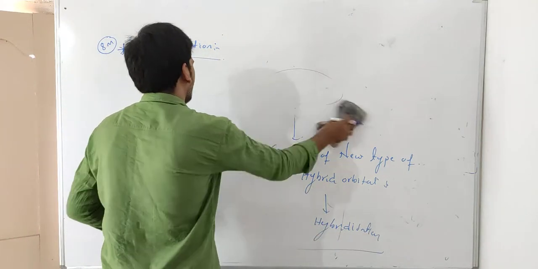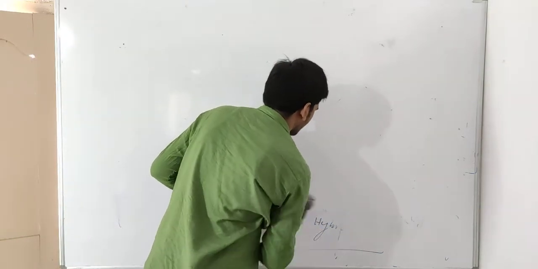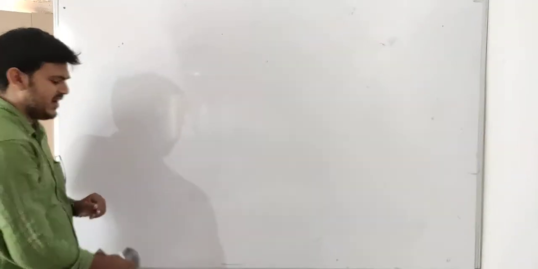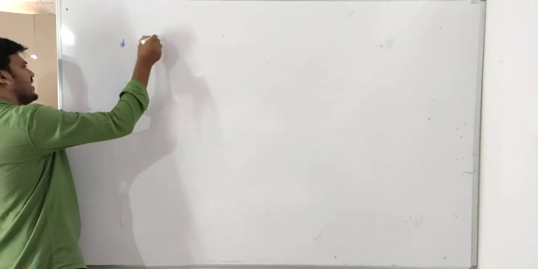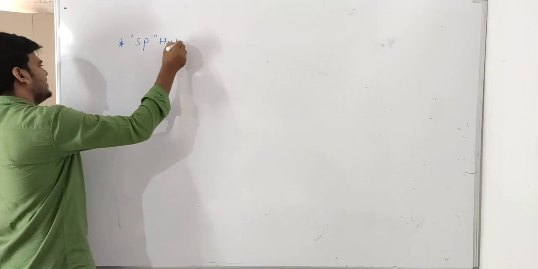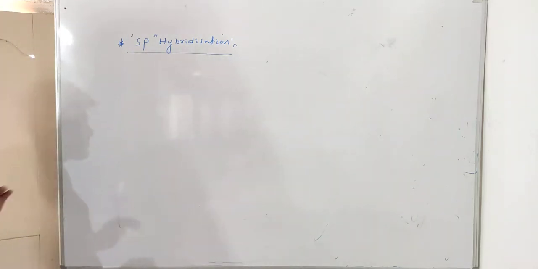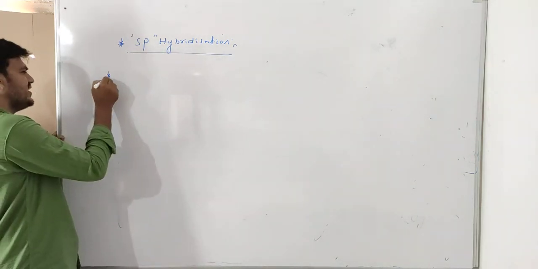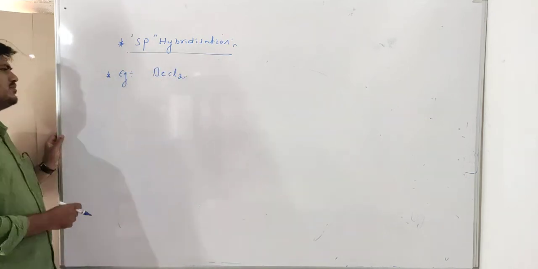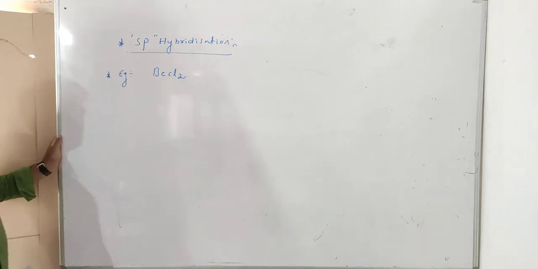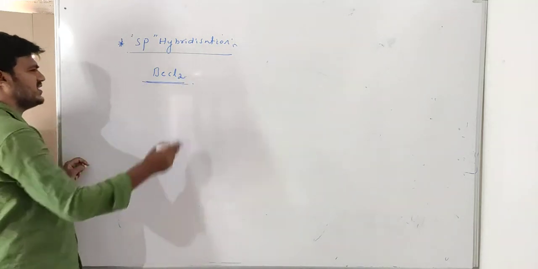So first of all, a very important subheading, that is sp hybridization. The best example of sp hybridization is beryllium chloride. Generally, beryllium chloride formula is BeCl2.